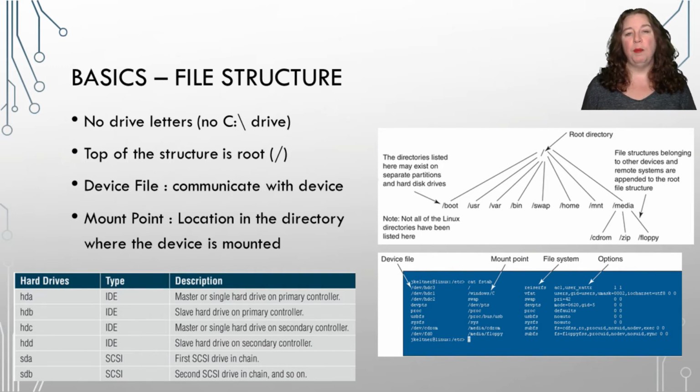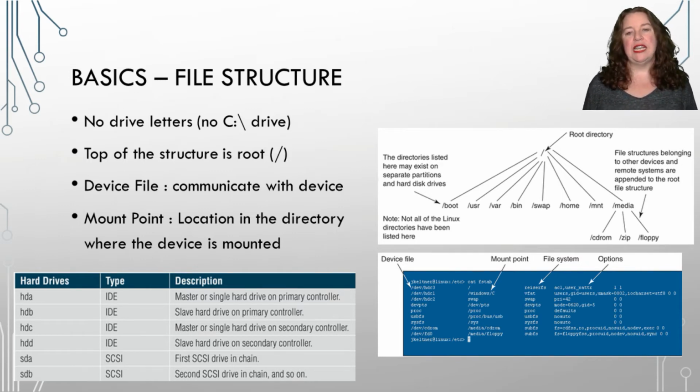So when we think about our file structure for a Linux machine, hard drive A is the primary, hard drive C is the secondary, and then SCSI drives start with SDA. This is not like an SD card. This is SCSI drive A, and then as it goes down the chain, B, C, D. So understanding the file structure, it's a little bit different.